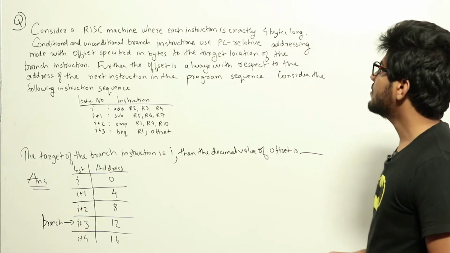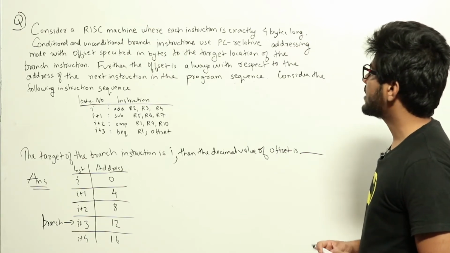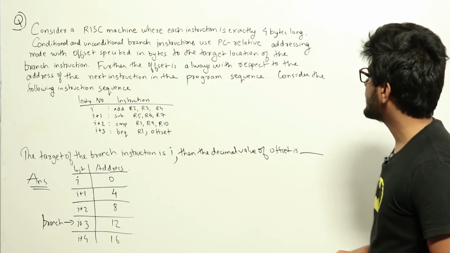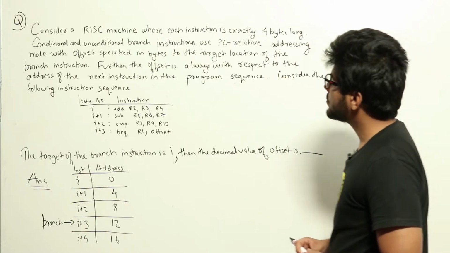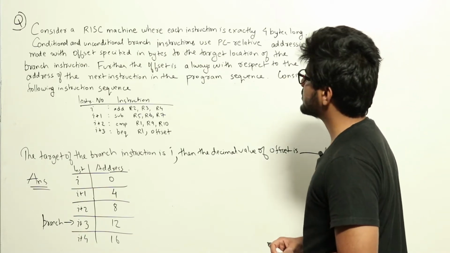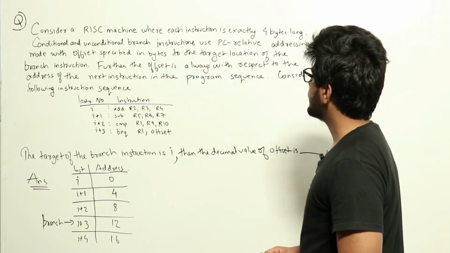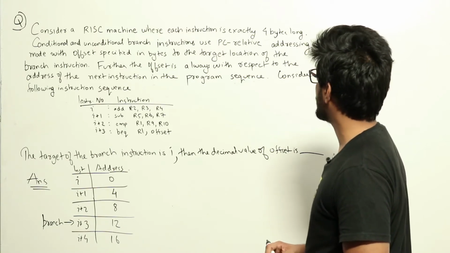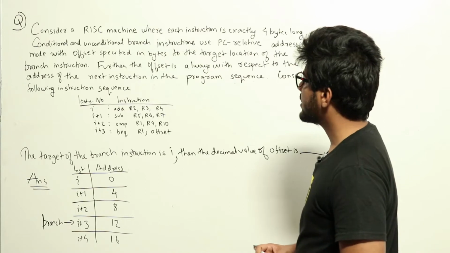Consider a RISC machine where each instruction is exactly 4 bytes long. Conditional and unconditional branch instructions use PC relative addressing mode with offset specified in bytes to the target location of the branch instruction. Further, the offset is always with respect to the address of the next instruction in the program sequence. Consider the following instruction sequence.